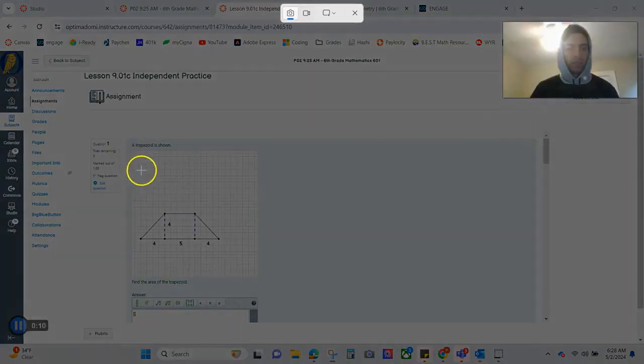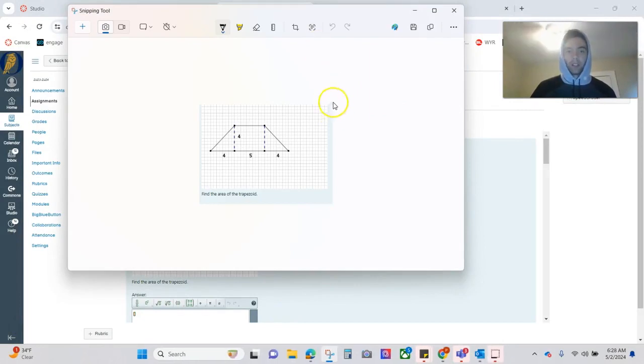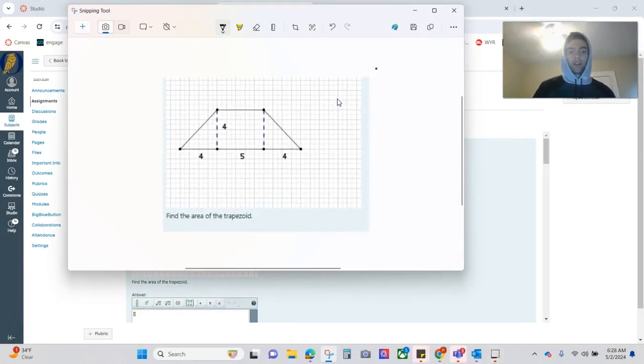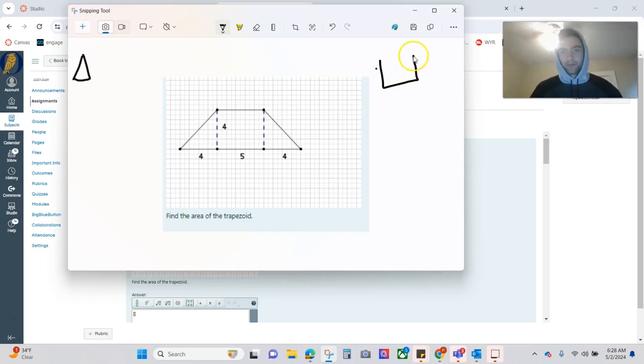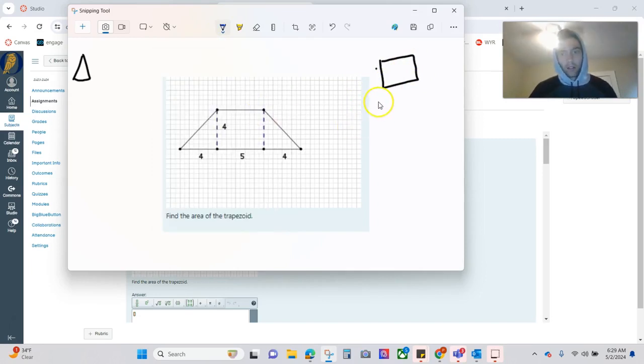Find the area of the trapezoid. I don't know how to find the area of a trapezoid, but we know how to find the area of a triangle and a rectangle. We can find the area of a rectangle by doing base times height.